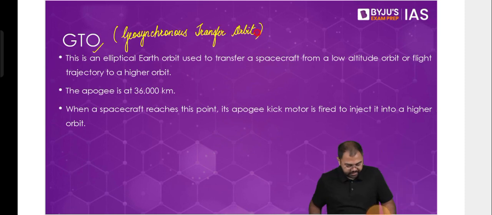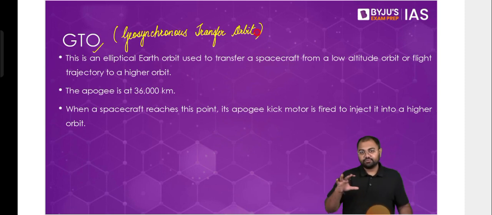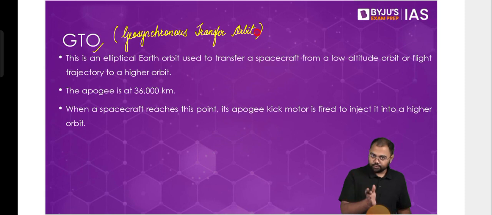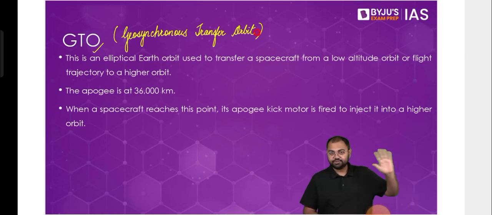Geosynchronous transfer orbit, or GTO. Now when it comes to GTO, understand the significance of this particular orbit. First and foremost, we discussed that there are various different types of satellites that we launch. There are some satellites that are launched to the low Earth orbit, there are some launched to the medium Earth orbit, and then there are some which are launched to the high Earth orbit, right?